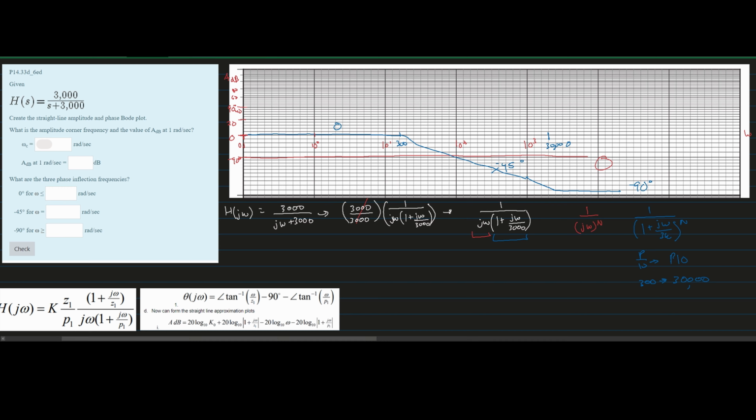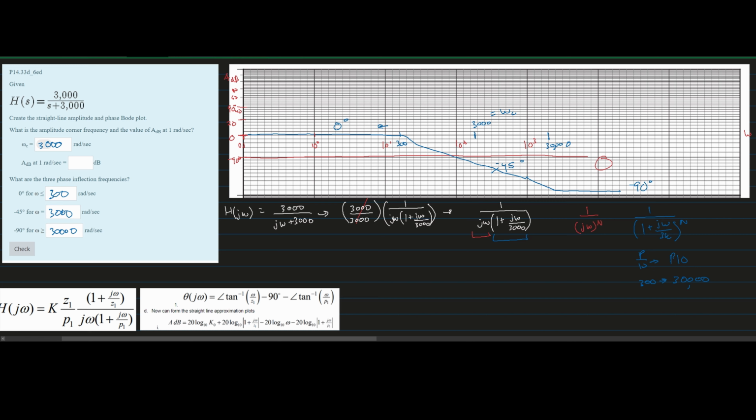So in this, we know that we have 0 degrees as long as our omega is less than this 300. So we're going to have 300 in here. We have a negative 45 degrees when our omega is 3000, so our 3000 is approximately right here until we have this negative 45 degrees. And then our negative 90 degrees is right here, and it's when our omega is greater than or equal to 30,000. And then this part right here is going to be our ωc. So our ωc is 300, or sorry, 3,000 rad per second.